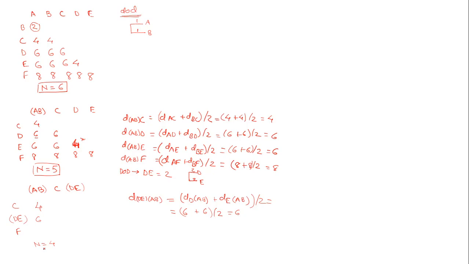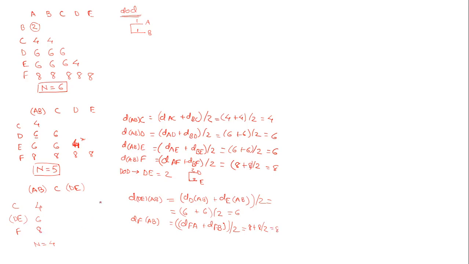right? Next in the column is the distance between AB and F, that we already know is 8, right? AB and F, right? So we can also calculate this using our formula. Distance between F and AB would be the distance between F and A plus the distance between F and B, and we would divide it by 2, right? What is the distance between F and A? That is 8 plus 8 divided by 2, that is 8. That is simply what we have put over here.